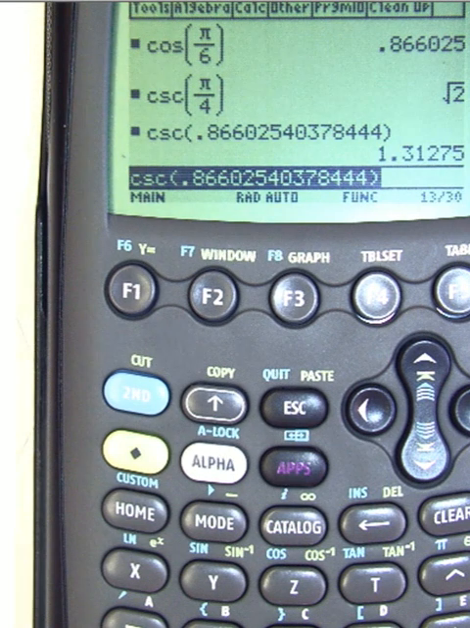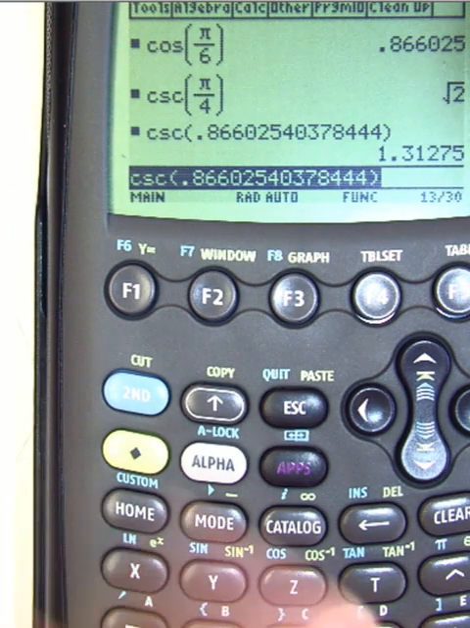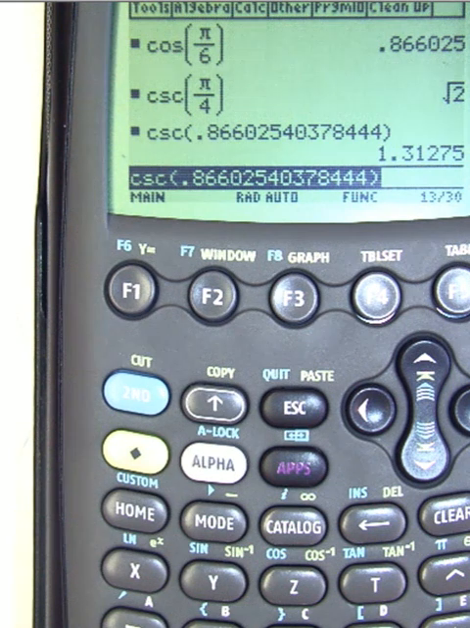If you need to use an answer, never round in the middle of the problem. Okay, never round in the middle of the problem. So try and use something exact or use the copy paste feature here on your calculator.